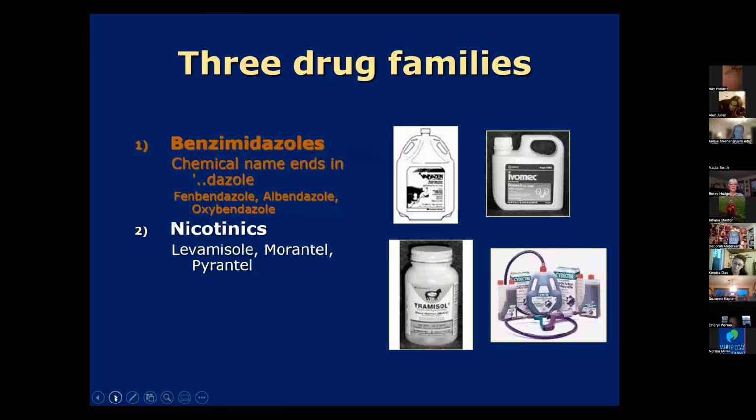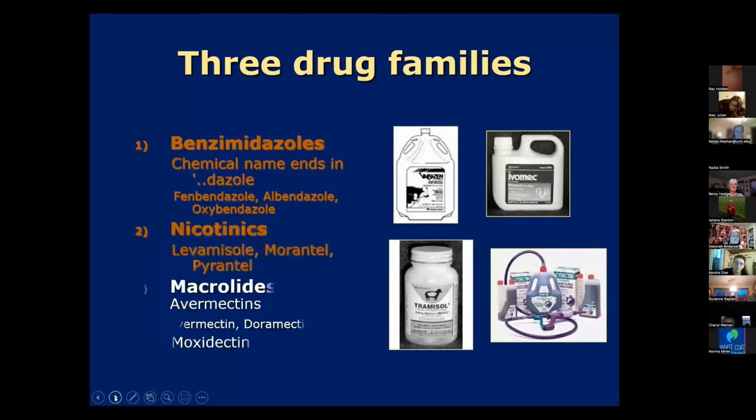Okay, you have your benzimidazoles, which are usually known as your white paste dewormers. Most of these are pretty safe to use because they have been around a long time. The original one was thiabendazole. There is a lot of resistance showing up to them.